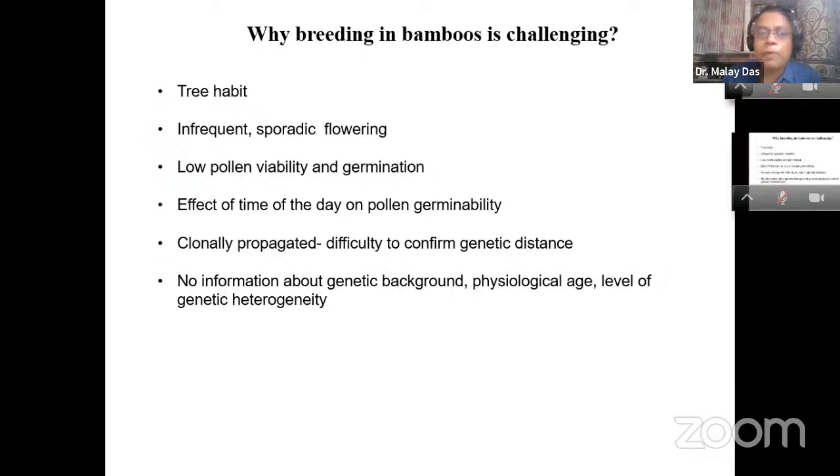Then this is one of the last parts of my talk, the breeding aspect of bamboo I was discussing. And I told you that not many people aim to study the breeding of bamboo because of many reasons. Obstacles such as its tree habit, infrequent and sporadic flowering, the very low rate of pollen viability, the timing of the day that affects pollen germinability, the clonal propagation method, which is leading to lack of information about genetic background, which is very important to select the parental genotype that needs to be used for crossing, then their physiological age, level of heterogeneity, like that.